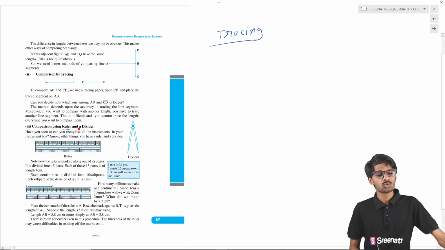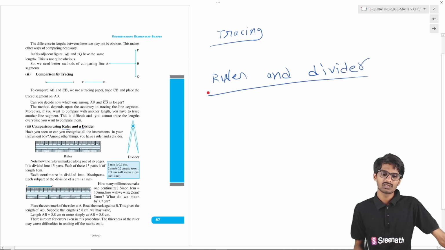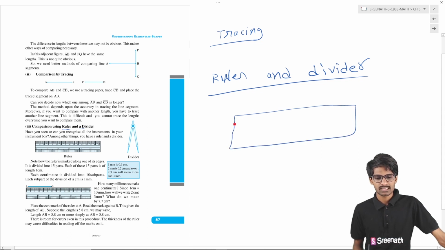What is the other method? Comparison using ruler and divider. Here, by the use of ruler and divider, we can compare. So basically, this is our ruler. On one side it has 15 parts. On the scale, like this, 1, 2, like this, it will have 15 at the end. So 15 parts are there.